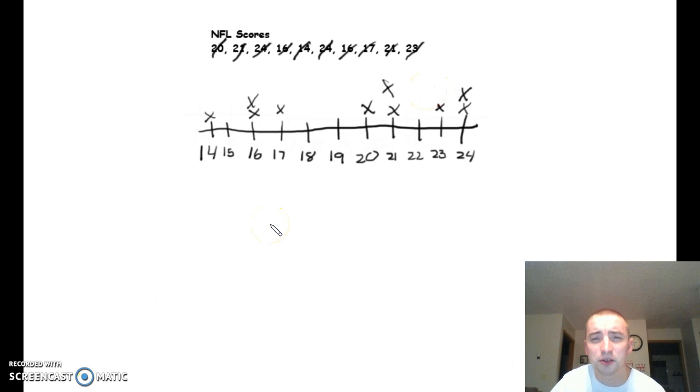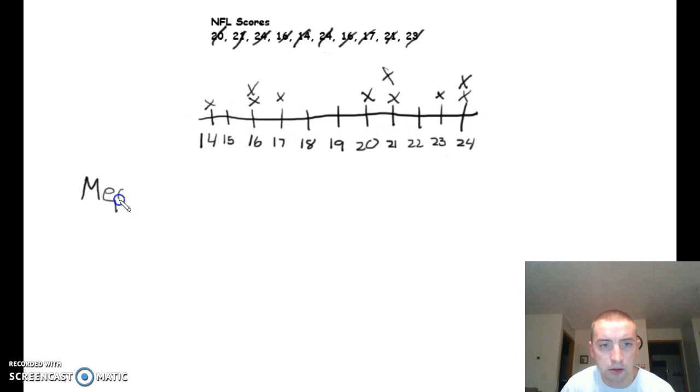Okay, so now that you have it recorded, we can use our line plot to find the mean, median, mode, and range in our set of data. So remember, the mean is the average. So I'm going to add all those numbers up. Oops. And then I'm going to divide by the total number of numbers in my data set.